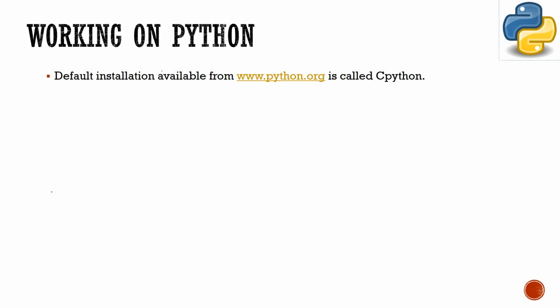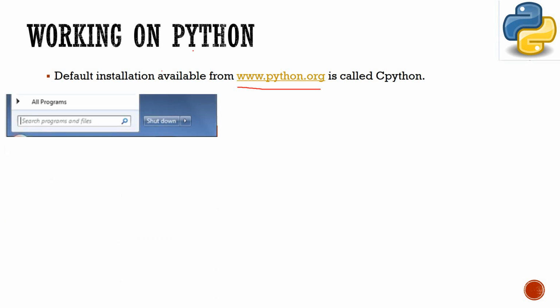First, the default installation of Python is available from www.python.org, which is the official site, and the default installation is called CPython. Why is it CPython? Because it is basically integrated with the C platform or even C applications. After that, you can install Python according to your operating system.